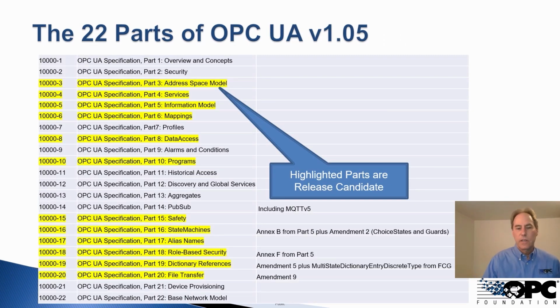So here you can see all 22 parts that are expected to be part of version 1.05 of OPC UA. The highlighted ones are the 12 that are currently out for release candidate review. And again, you can see that we've made a good dent in the entire number of specs, and hopefully the others will follow in the following months.